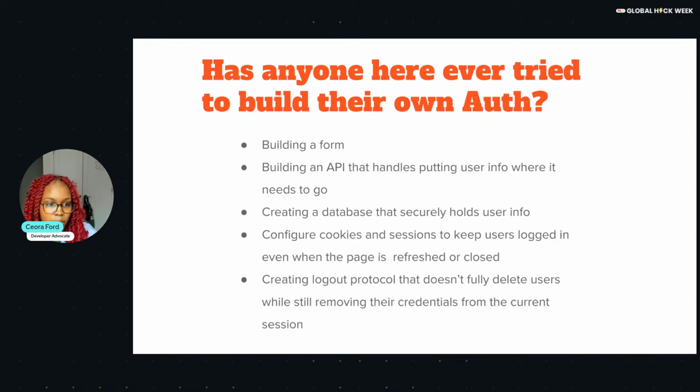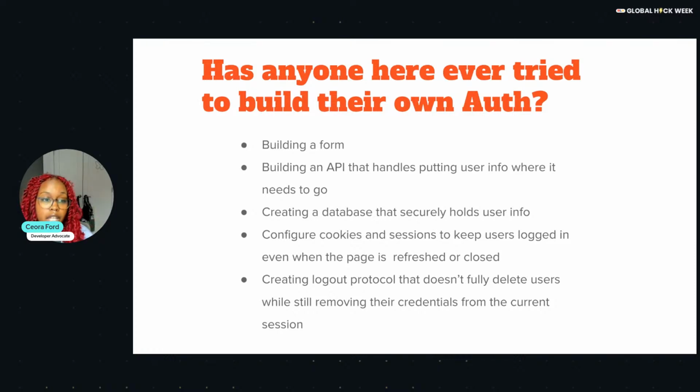So usually you'll start with building a form of some sort. Usually that form includes some sort of submit button, a password field, an email field, because most people are going to log in with a username or email and password. And then you have to build an API that handles that user information and where it goes, because you can't just input your email and your password and let it float in the ether. You have to save that information so that the person can authenticate again.